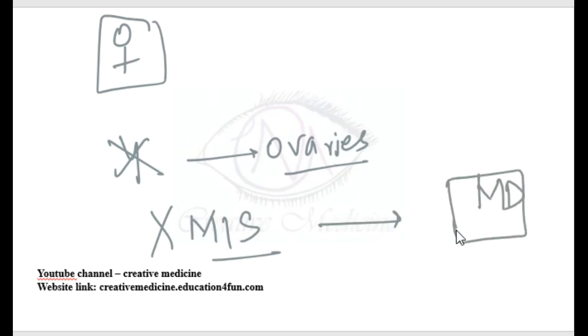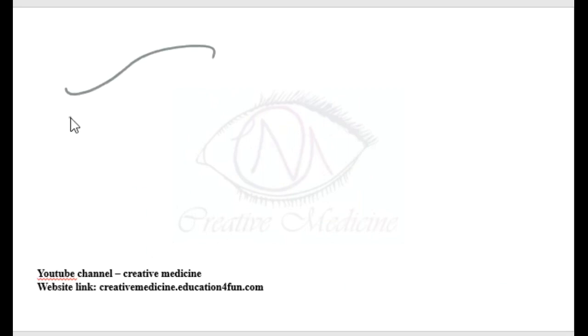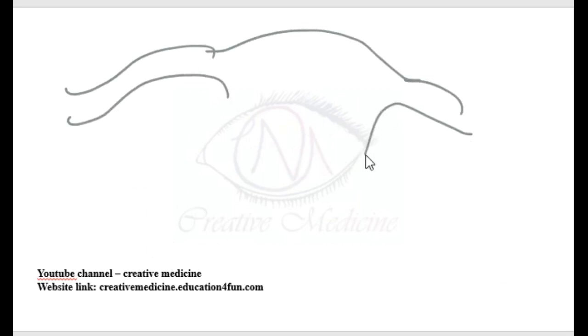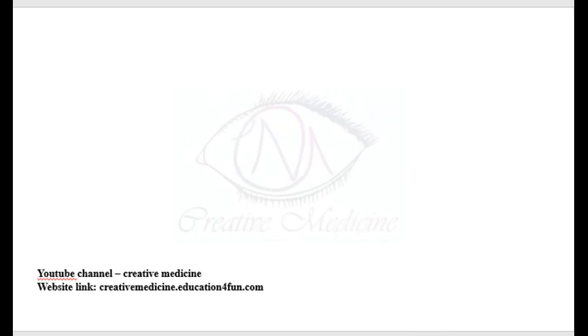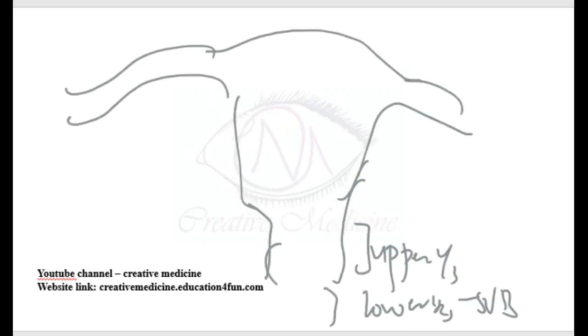The Mullerian ducts will give rise to internal genitalia of female like the fallopian tube, uterus, cervix, upper two-thirds of the vagina, whereas the lower one-third of the vagina is derived from the sino-vaginal bulb of urogenital sinus. Vaginal epithelium is derived from the endoderm of this urogenital sinus.